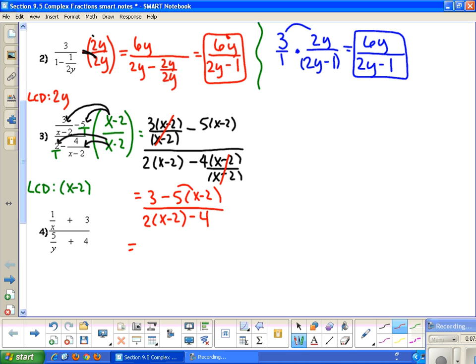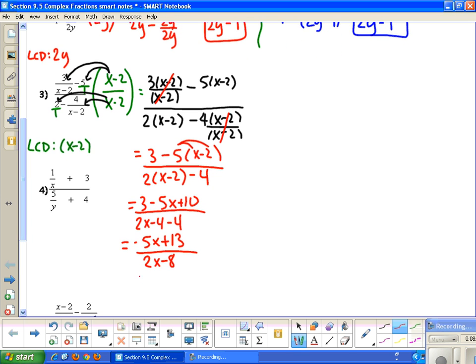So I need to distribute here. So we have 3 minus 5x plus 10 over, and I'm going to distribute the 2, my denominator, 2x minus 4 minus 4. This becomes negative 5x plus 13, because 10 plus 3, over 2x minus 8. I would see if I could factor anything. Like I know I can factor the denominator here. I can take out a 2 and this becomes x minus 4, but I can't factor anything in my numerator. So that's not going to really simplify it at all. So this would be my solution then.